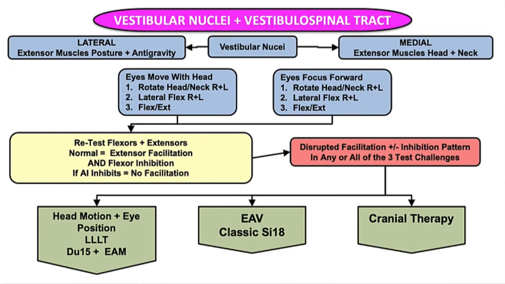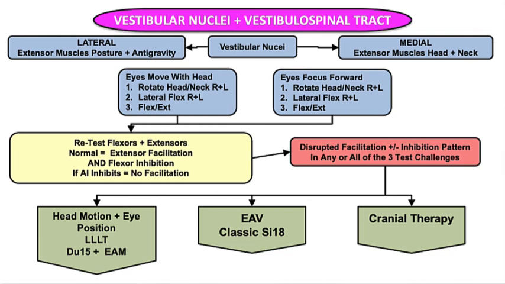And then we're going to repeat for a lateral flexion. Eyes move with the head, lateral flexion, eyes stay focused straight ahead. And then flexion extension, eyes move with the head, eyes stay focused straight ahead. If there's any disruption in the normal facilitation and inhibition patterns in any or all of the three test challenges, then there are three specific things we can do to treat.